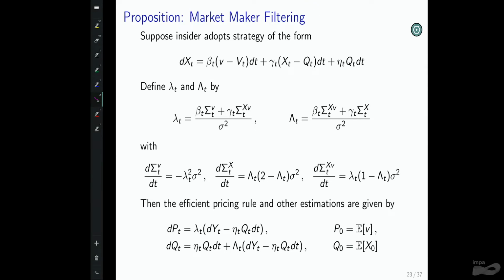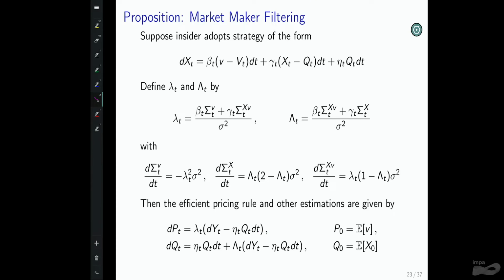Some interesting things to look for, though. The price will still be a martingale, even though it doesn't really necessarily look like one. If you look at the assumed version of the trading strategy, there's this component which does not have an expectation of 0 in the market maker's filtration. Okay? But that component is subtracted off of the net order flow before being fed through into some price impact. And so the price will still be a martingale in the market maker's filtration.